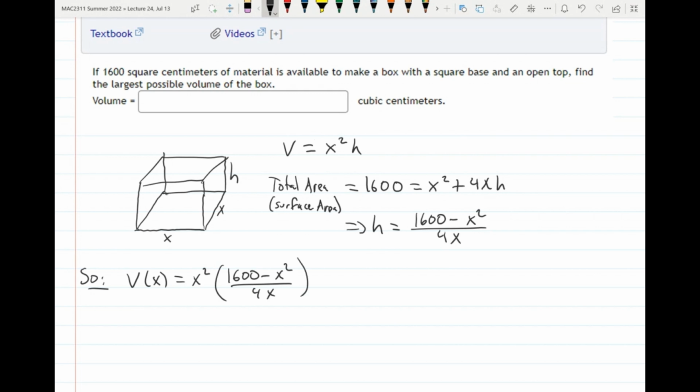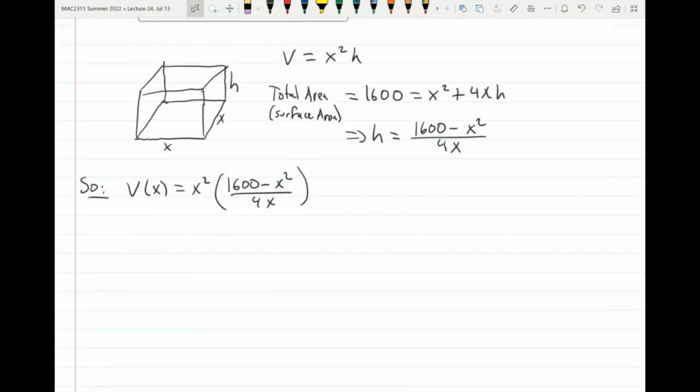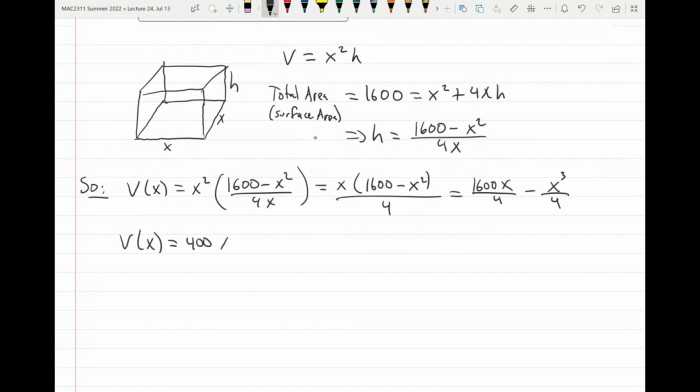Okay? This is the function that we want to maximize. Now, let's simplify this a little bit and clean it up before we start activating the calculus machinery. So I can cancel out this x with the 1 in the bottom. So it's going to be x times (1600 minus x squared) over 4. And I'll actually distribute. So we get 1600x over 4 minus x cubed over 4. So our volume formula is actually 400x minus 1/4 x cubed. Okay? So this right here is the volume of the box.